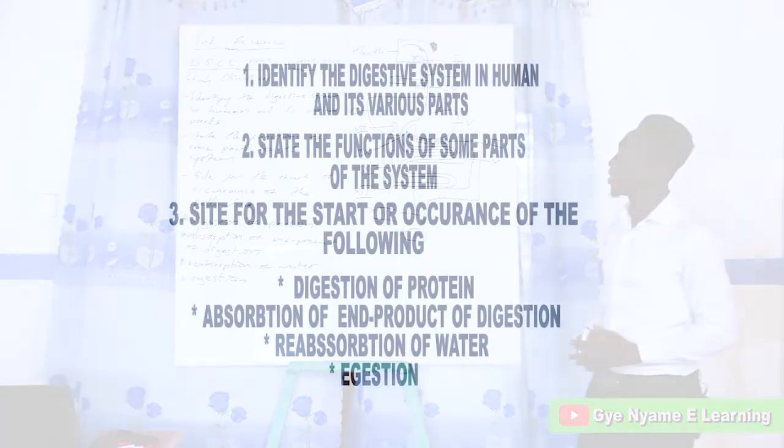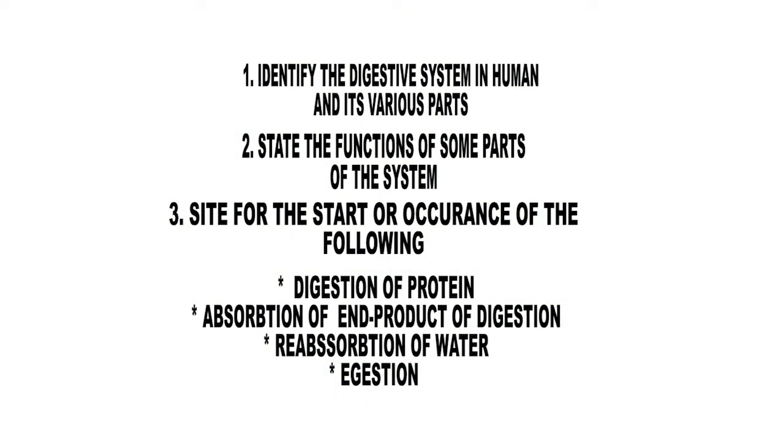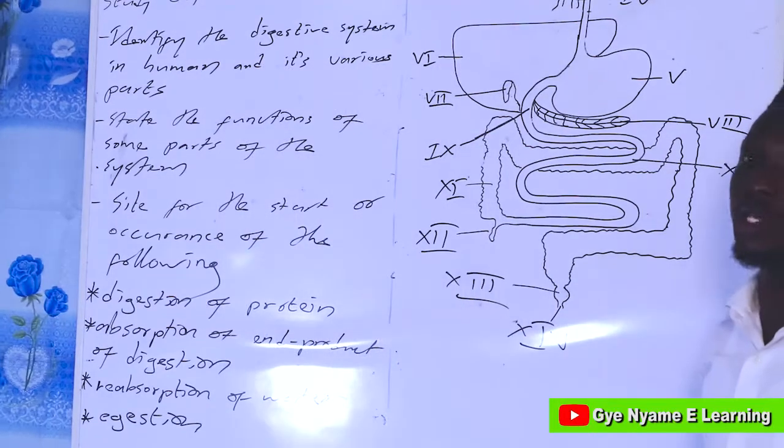In our study, we are going to take a look at how to identify the digestive system in humans and its various parts, okay? Then the next one is to state the functions of the parts of the system. And also to give the site for the start or occurrence of the following. The first one is digestion of protein, meaning the site for the start of digestion of protein. The next one is absorption of end products of digestion. The last but one is the reabsorption of water, and the very last one is egestion. So we'll be looking at the sites where the start or the occurrence of these processes take place.